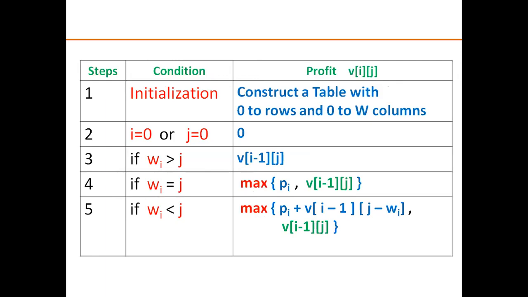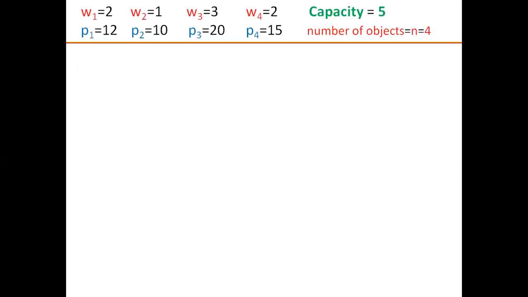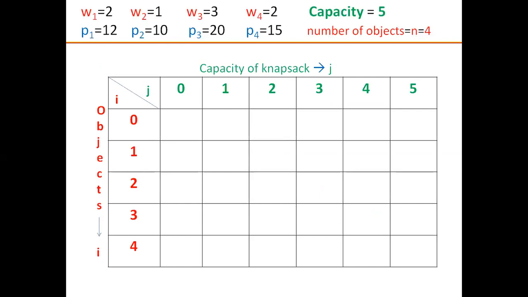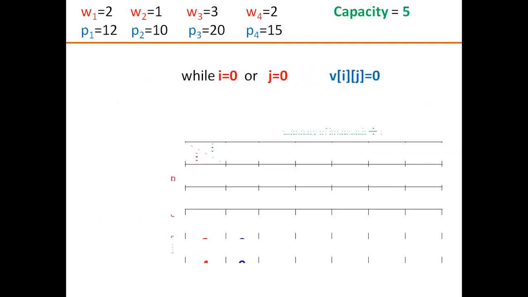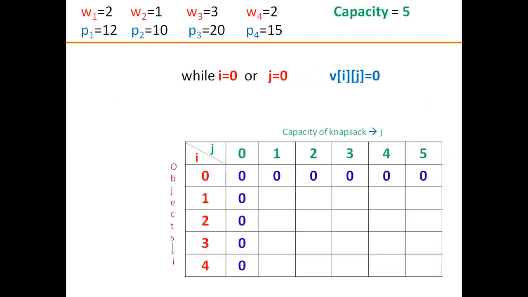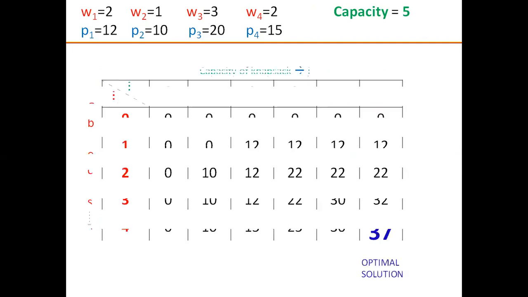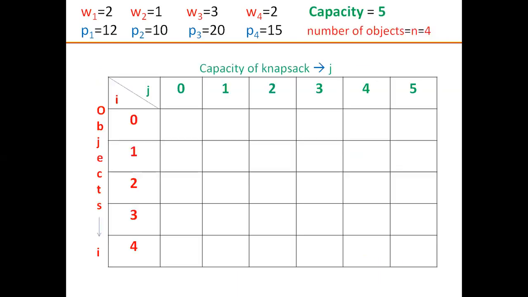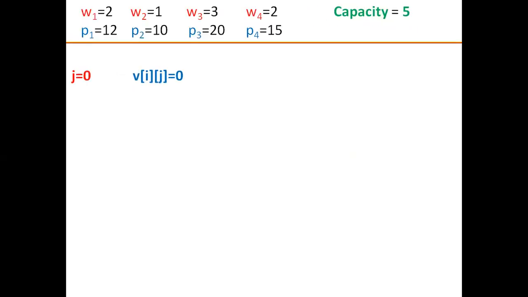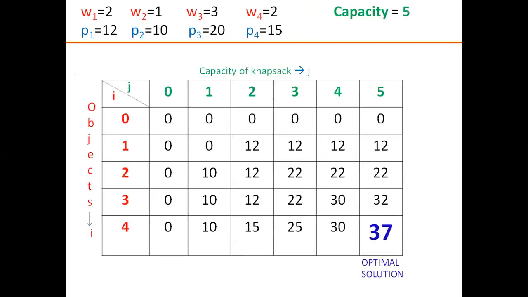Just for refreshment, I'll recall this. First, construct a table with 0 to n rows, that is 0 to 4, and 0 to w, that is 0 to 5 columns. Fill the first row and first column with 0. If i is 0 or j is 0, weight and capacity is 0, then profit is 0. Then by applying these conditions, we have constructed the whole table and I got the maximum profit as 37, which is available at the last row and last column.